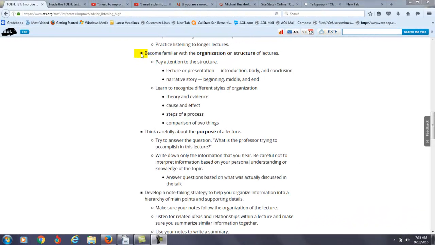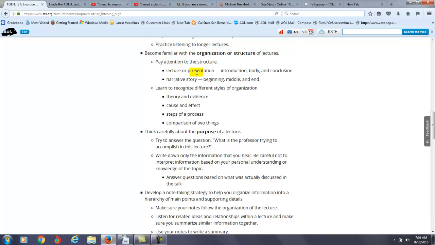Okay, so to add to what I'm saying already about reading, the main thing is you're trying to get used to getting the main ideas of reading and listening passages. So now, again, I went to ets.org, and I'm going to expand on some of the suggestions that they say, which will help you to keep track of your note-taking when it comes to lectures. It says, become familiar with the organization or structure of lectures. So pay attention to the structure.